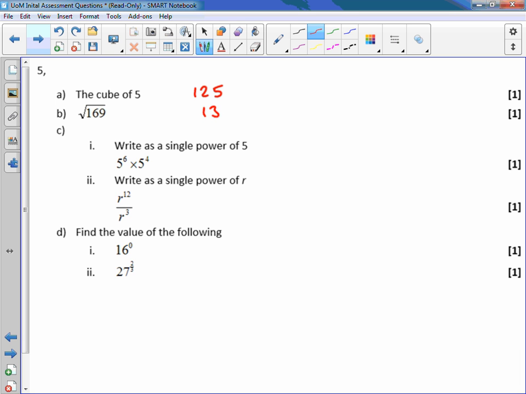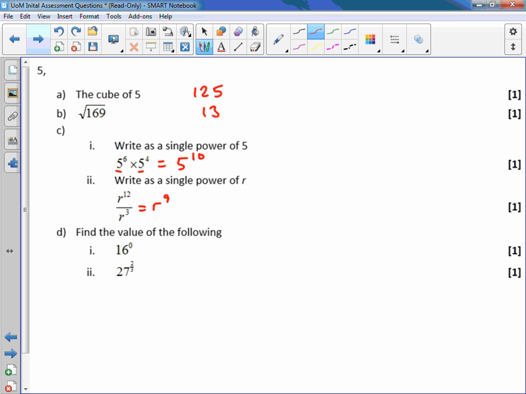Okay, bit of laws of indices. If I'm multiplying two numbers with the same base, then in this case a base of 5, then all I do is add the indices together. So that gives me 5 to the power 10. If I'm dividing two terms with the same base at different indexes, then all I do is subtract the index of the denominator from the index of the numerator to get r to the power of 9.